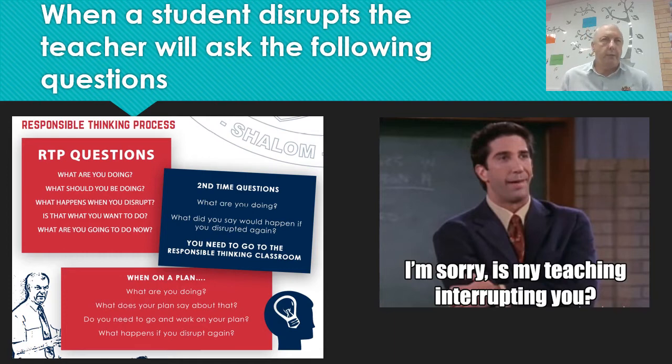There is another set of questions if a student is on a plan, and they are, what are you doing? What does your plan say about that? Do you need to go and work on your plan again? And what happens if you disrupt again? So effectively, if they're on a plan, then yes, they're still asked the first question, but the second question is about, do you want to work on your plan? Which identifies to them that clearly their plan isn't necessarily working.